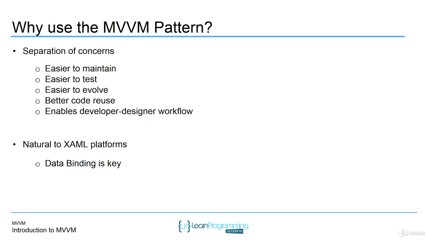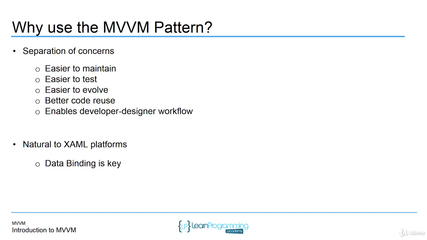By implementing the MVVM pattern, we will be separating our application into three concerns: the model, the view, and the view model, which by the way is exactly what MVVM means: model, view, view model. And by separating the application into these three concerns, it is going to become easier to maintain. It's going to be easier to test, easier to evolve, and we're going to get better code reuse.